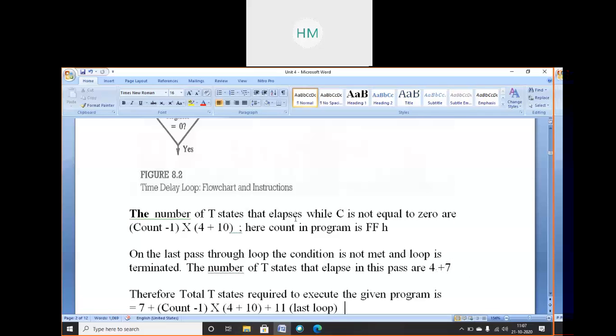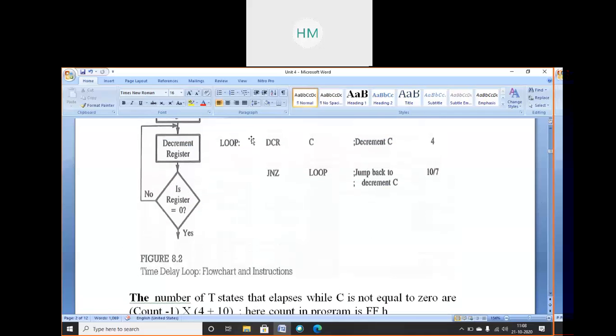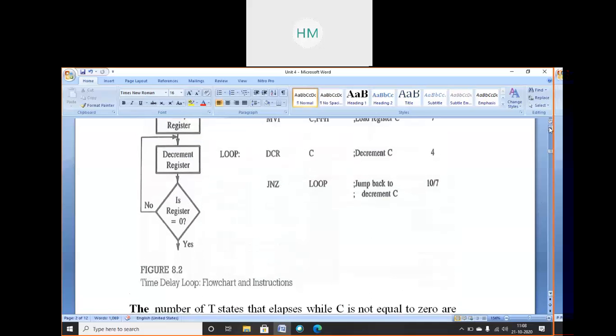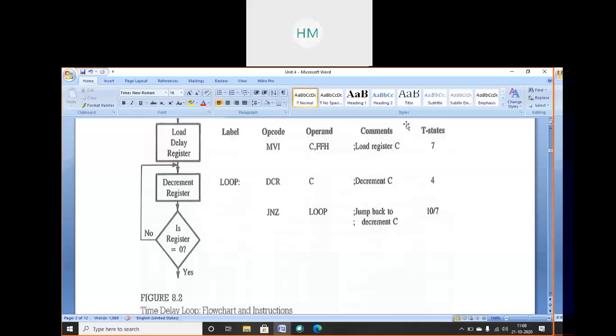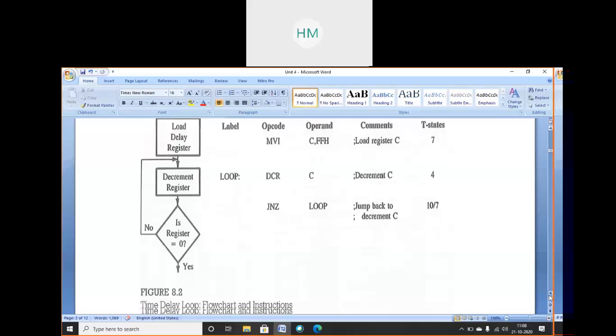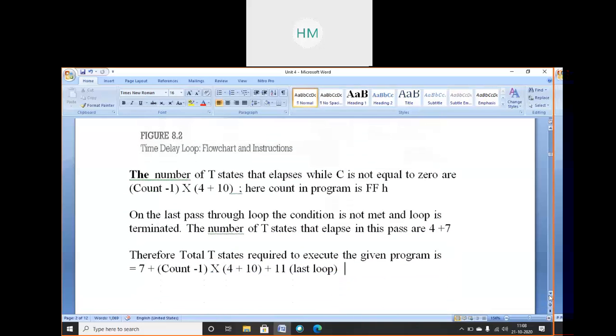So now I will add these values to find out the total time delay required to execute this program. Till now I had only considered two statements, DCR and JNZ. Is it clear? Now to calculate the total time delay, this is the overall program. Till now I have considered this looping only. Now I will add these 7 T states. So the final statement is written over here.